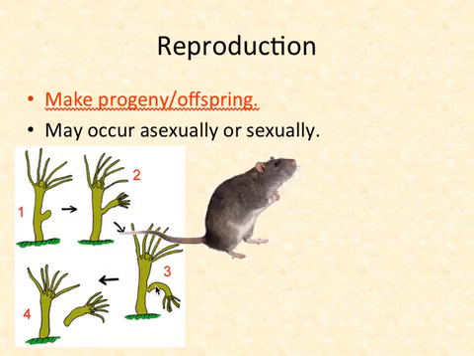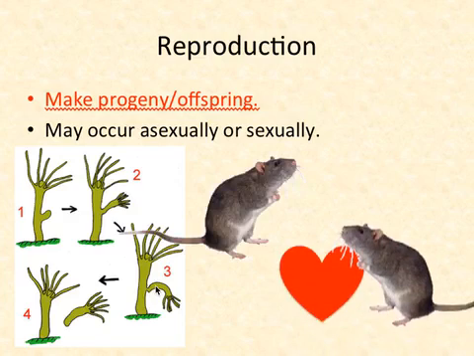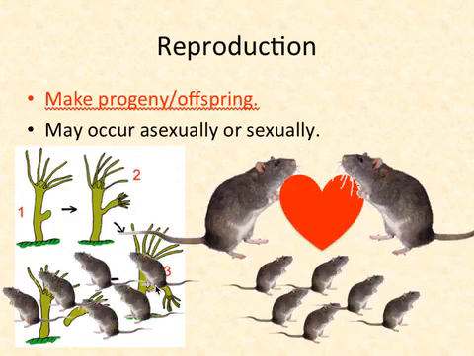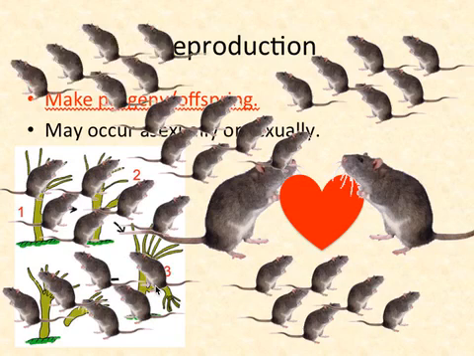Reproduction can also occur sexually. So here we have a mouse and another mouse, and all of a sudden we have lots of mice. So all animals reproduce. So that's our definition of what an animal is. And now you can move on to the next lesson.